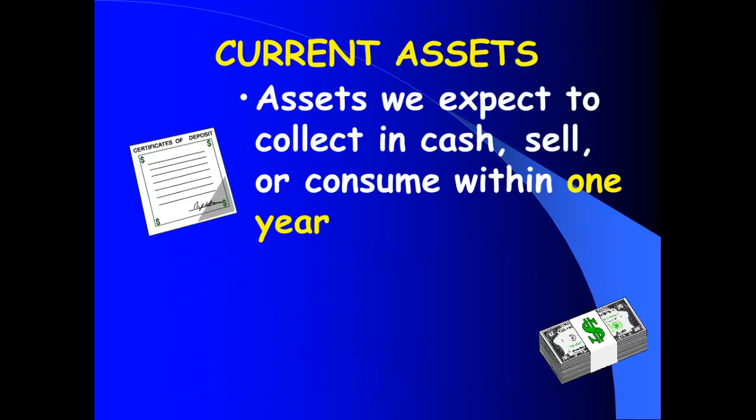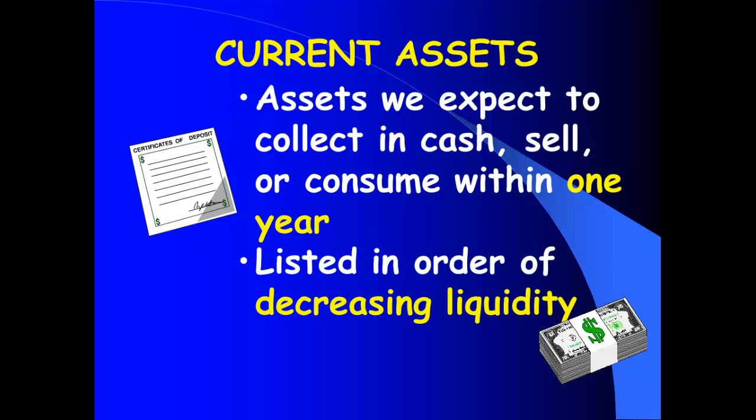The first group of assets is called current assets. Current assets are assets that we expect to collect in cash or consume in operations within 1 year. Collect or convert to cash would be accounts receivable I expect to collect. Consume in operations will be like supplies or prepaid rent or prepaid insurance that I expect to use up within 1 year. We're going to list these in order of descending liquidity. Liquidity is how easy it is to convert something to cash. The most liquid of all of my assets is what?